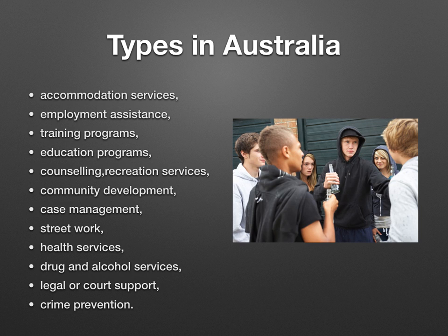When you look at youth work types in Australia, you can see these ones here: accommodation services, employment assistance, training programs, education programs, counselling, recreation services. You've got community development, case management, street work, health services, drug and alcohol services, legal and court support, crime prevention. There's probably others too that I haven't thought of, but there are a lot of different types of youth work in Australia. And if you're in a boarding residence, of course, that is a form of youth work as well.